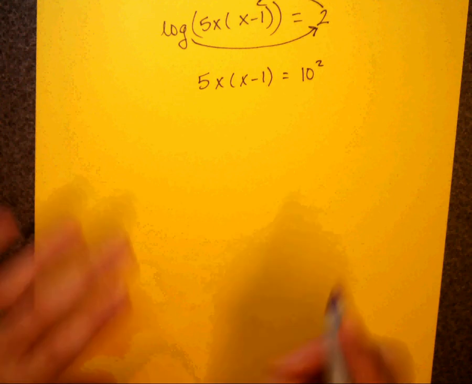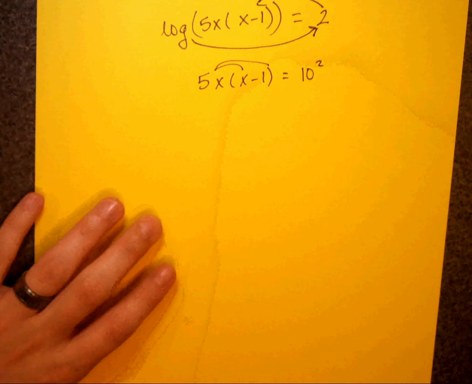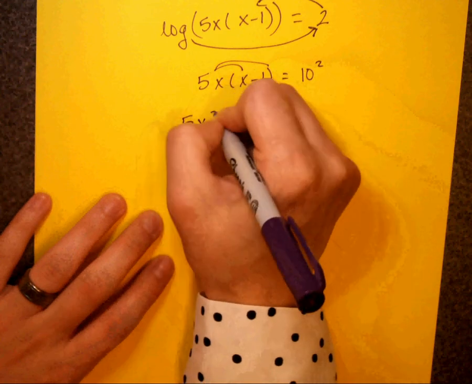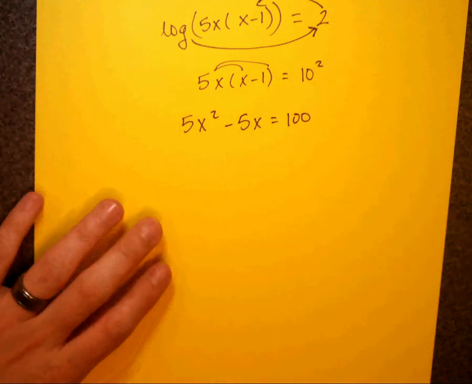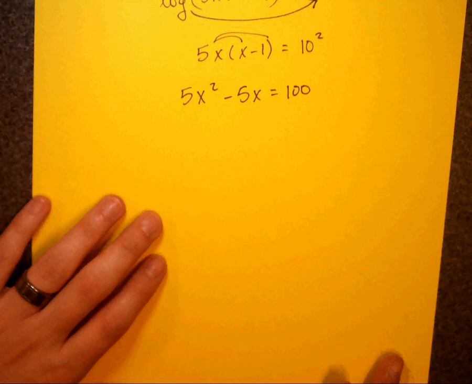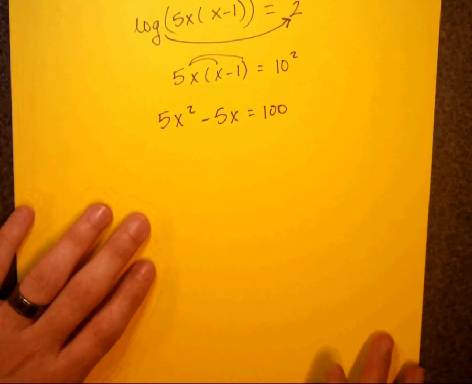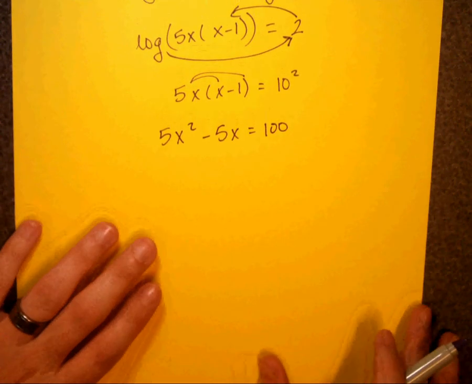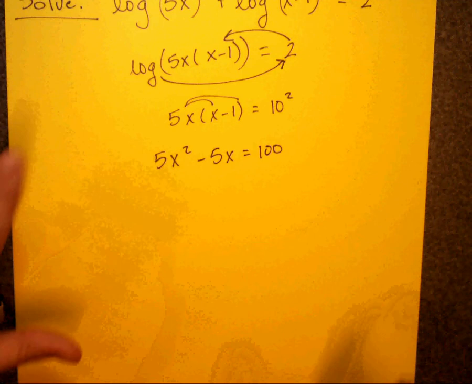Let's see what happens. To solve this, I'm going to distribute my 5x. So I get 5x squared minus 5x is equal to 100. And I want to make this as simple as possible. What do you notice about all three terms that I have? What do they have in common? A 5. I'm going to divide everything by 5.